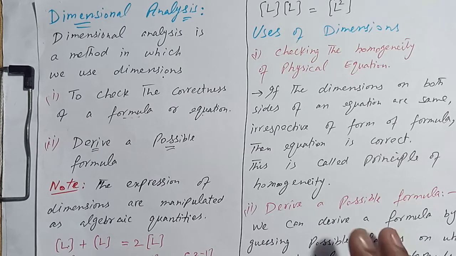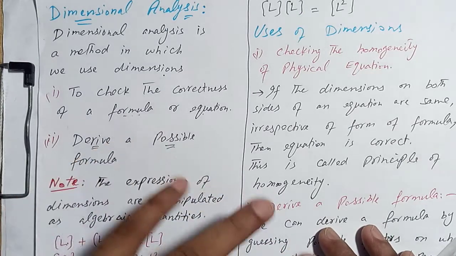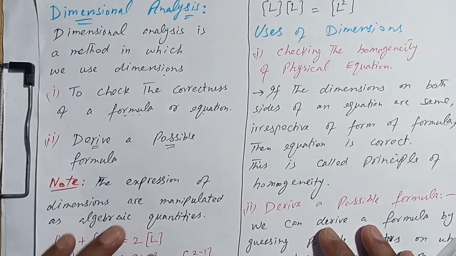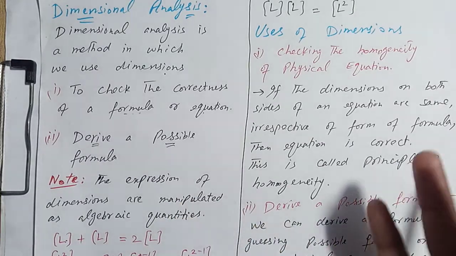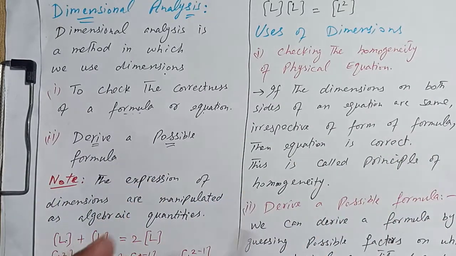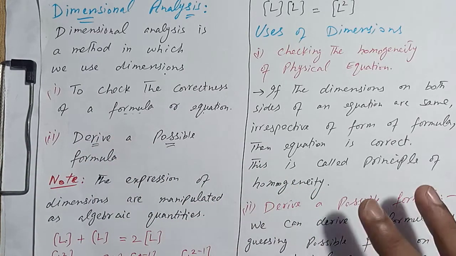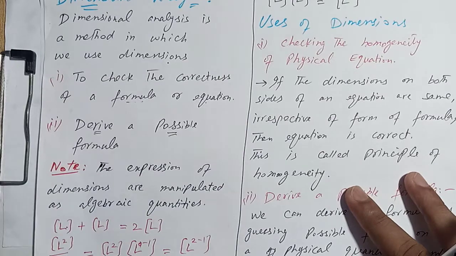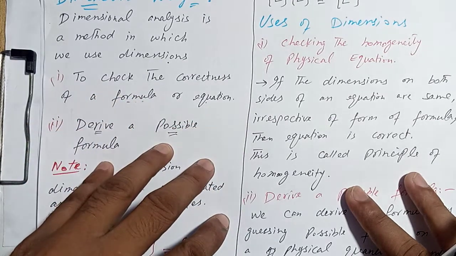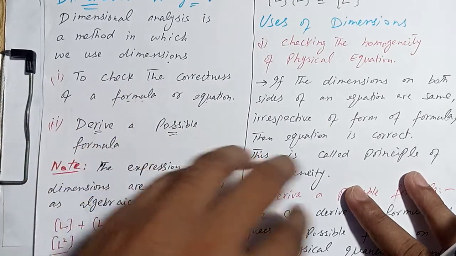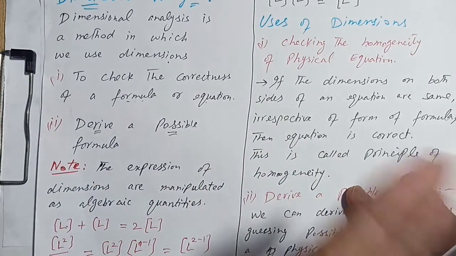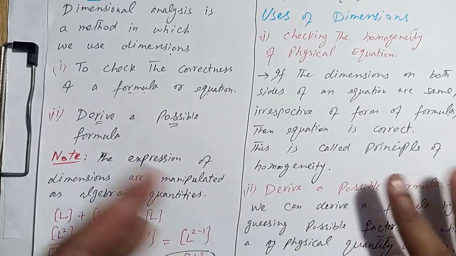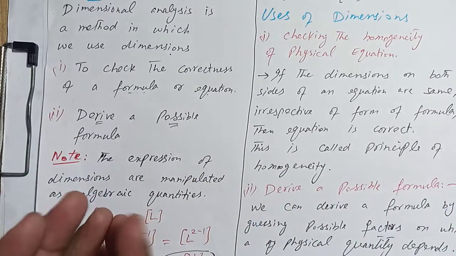As in algebra, we can add, subtract, and multiply different quantities. Similarly, in dimensions, we can add, subtract, or multiply physical quantities. And as we know, same kind of quantities are added. Mass cannot be added into length, and time can never be subtracted from current. So same quantities are added.